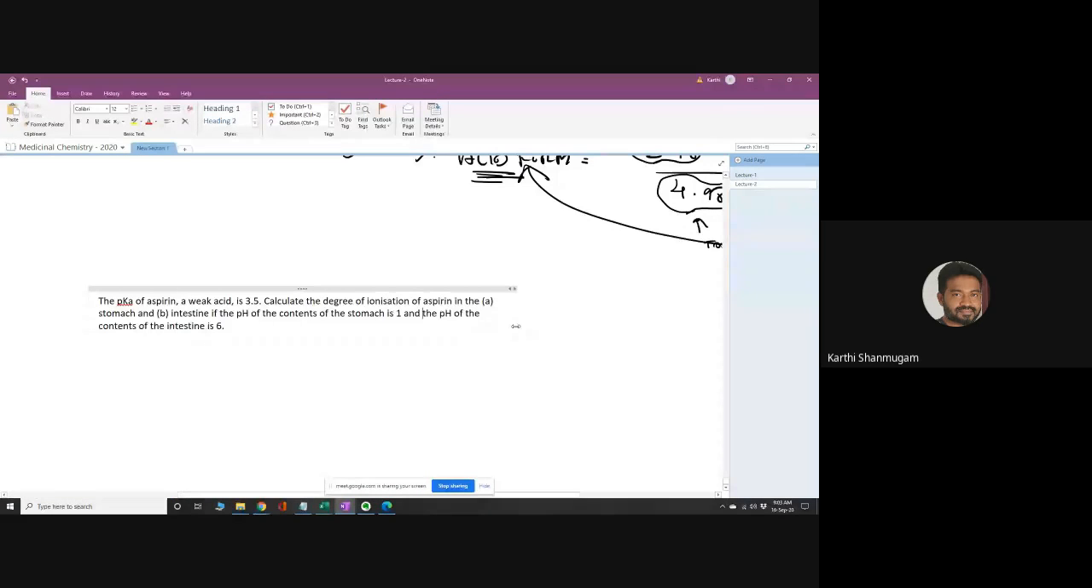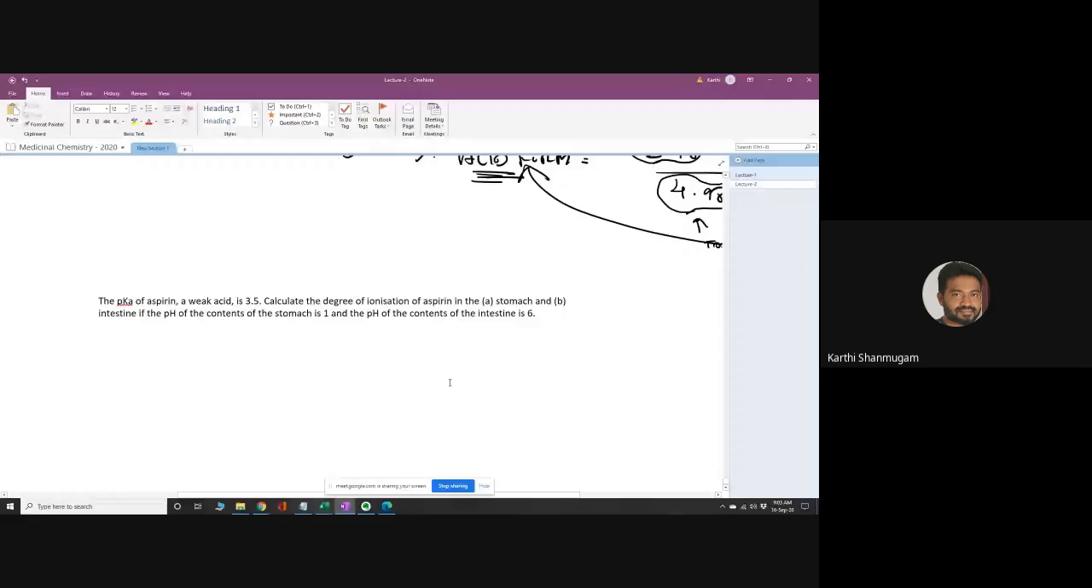Yeah, so we will go for this problem, right? Everyone please note it down in the notebook. We are going to solve a set of problems, a continuation of the previous one. The pKa of aspirin, a weak acid, is 3.5. Calculate the degree of ionization of aspirin in stomach and intestine, if the pH of the content of the stomach is 1 and the pH of the content of intestine is 6.